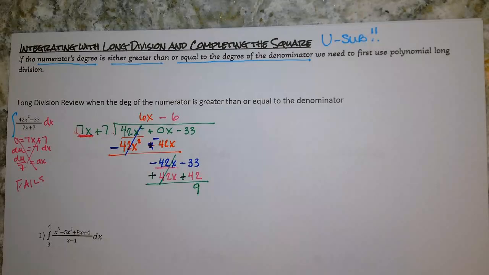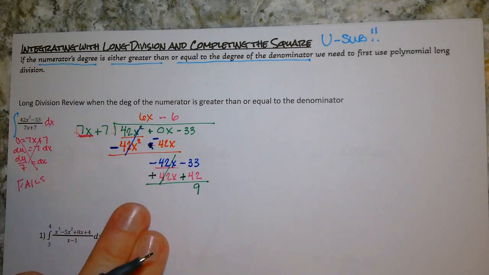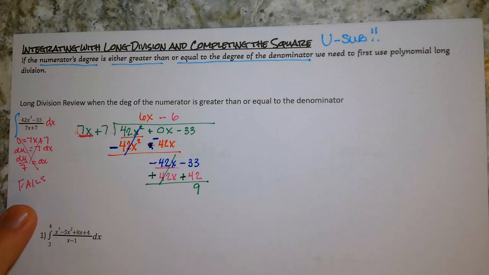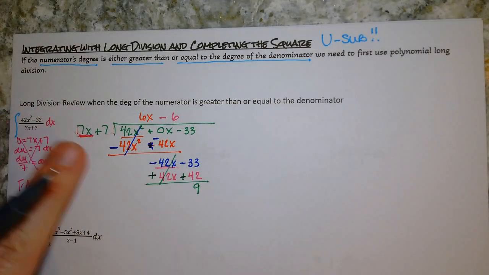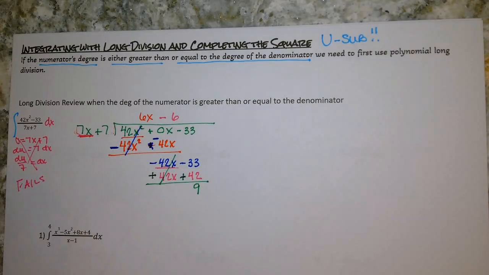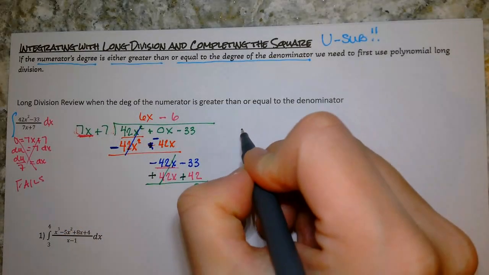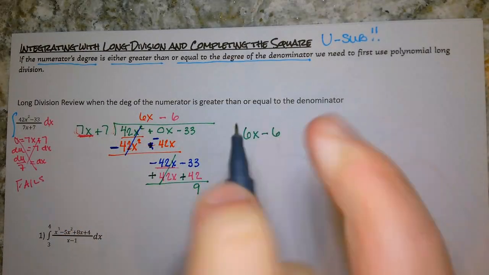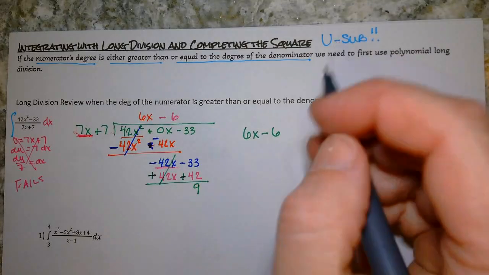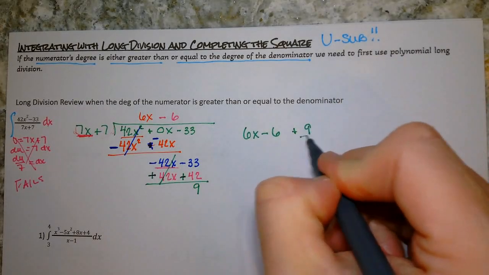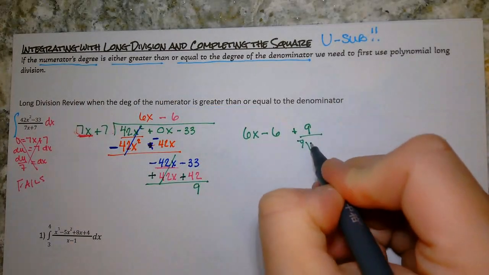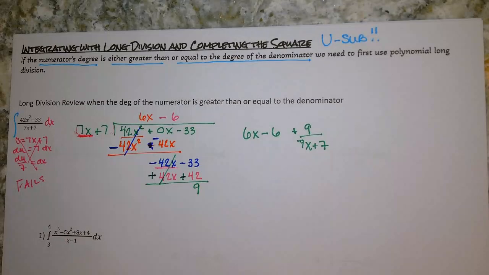Now, how do you write your answer up from long division? We haven't done any calculus, right? Well, we attempted to do calculus with this u-sub, but it didn't happen. So now we're trying long division. When I write my answer up, it's what we got: 6x minus 6, plus or minus based off what this is, so it's positive, so plus 9 over the divisor, that's 7x plus 7. Okay, so that's what you did in Algebra 2.